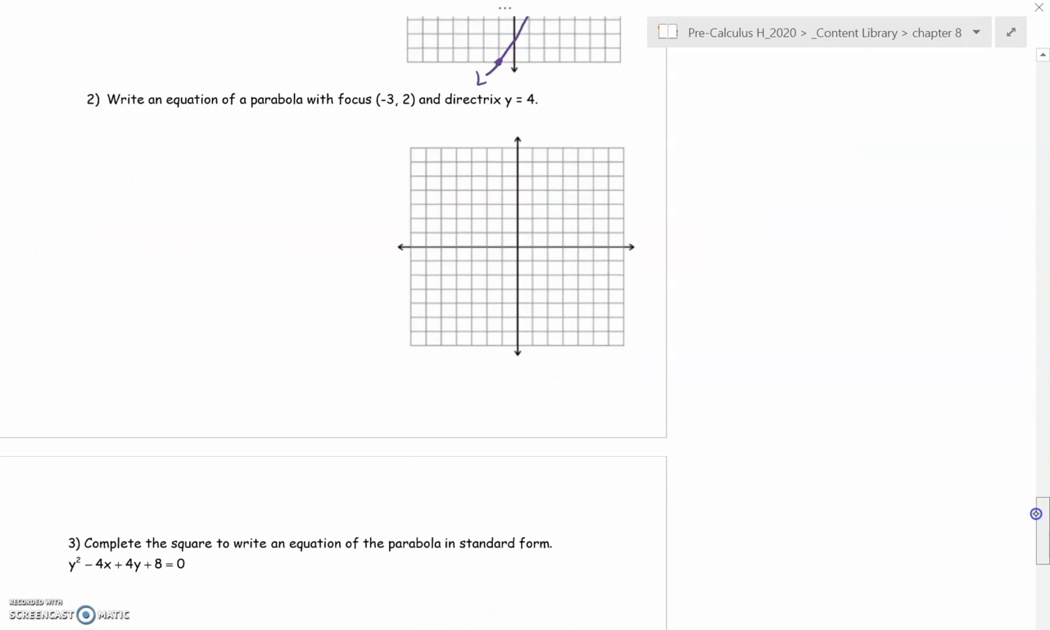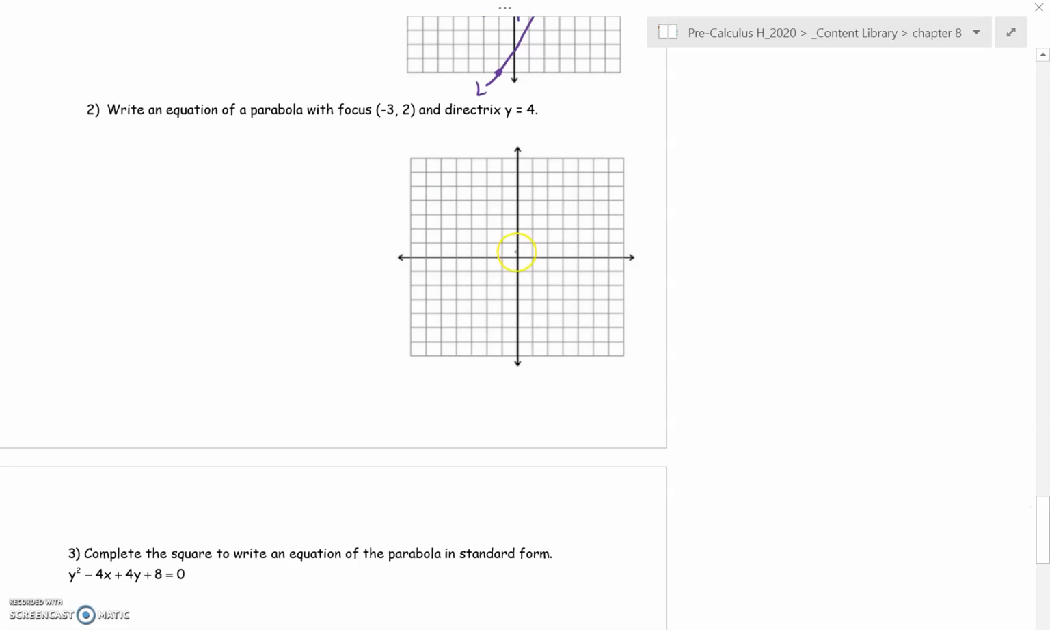So this time, you're given the focus and the directrix. So there you go. We know that the vertex is halfway between, because every point on the parabola is equidistant from the focus and the directrix. So this must be the vertex. And so the p is 1, and it's going to open down. So the p is -1.